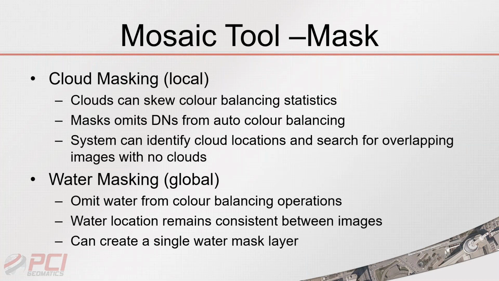Now, a bit about the cloud or the masking. We can use cloud masks, which, as clouds can skew the color balancing statistics, will omit the digital numbers from the auto color balancing, and the system will be able to identify the cloud locations and then search for the overlapping images that contain no clouds. Additionally, we have the water masking, which is more of a global mask, which will omit the water from the color balancing operations. And as water location generally remains consistent between the images, we can create a single water mask layer.